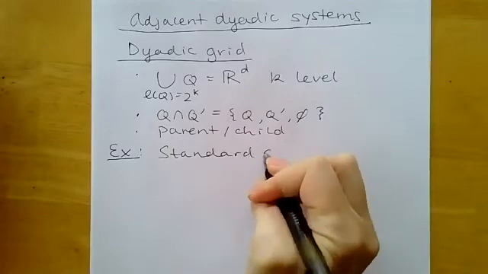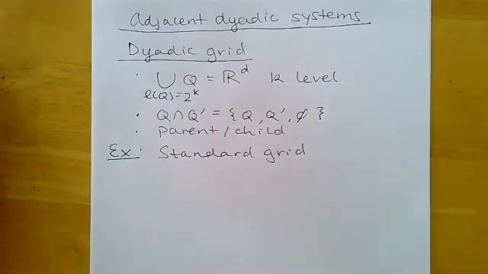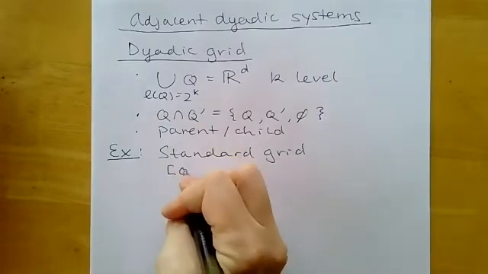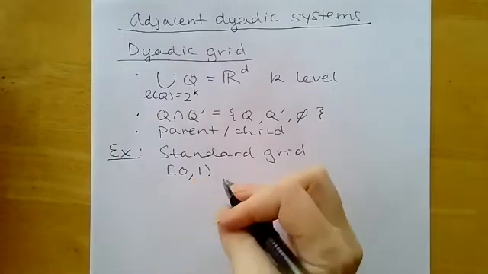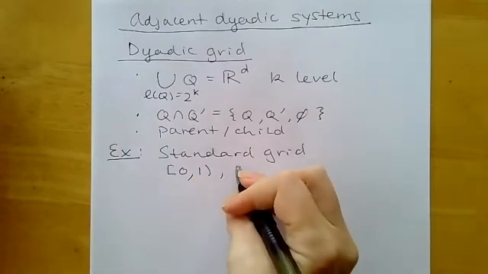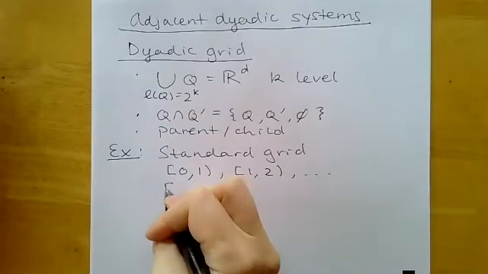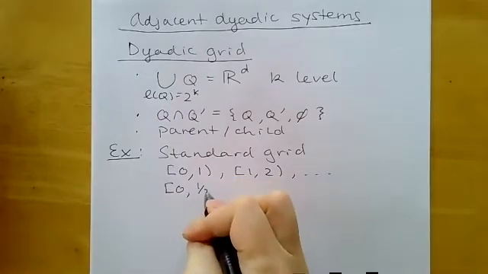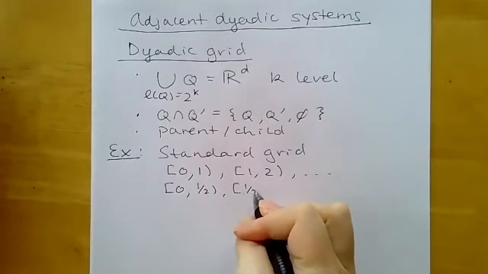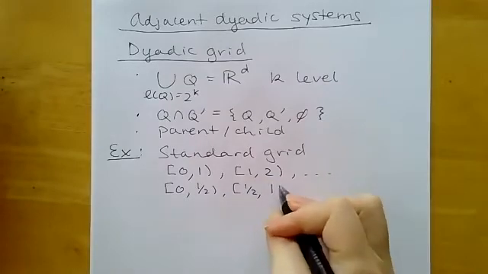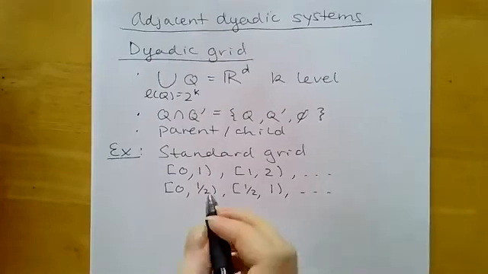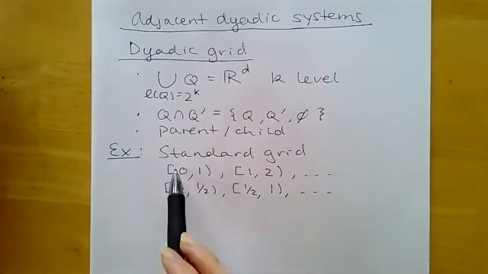So the standard grid on the real line consists of intervals of length 1, half open intervals, so 0 to 1, 1 to 2, etc. And then we would have 0 to 1/2, 1/2 to 1, etc. and so on. And then we would also have the larger cubes.